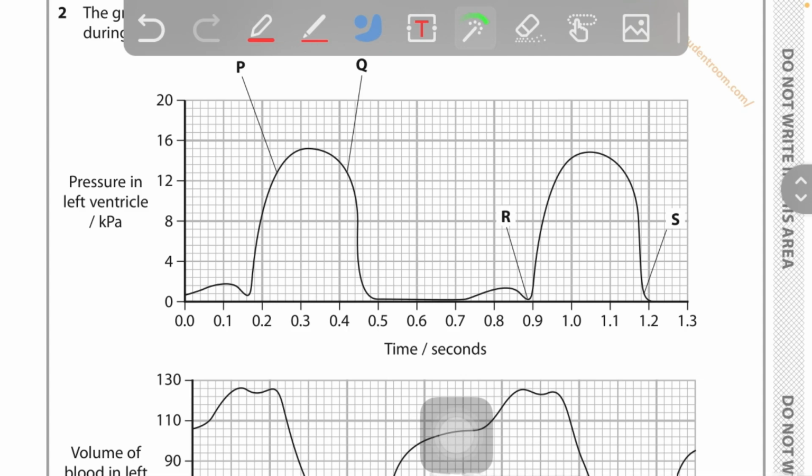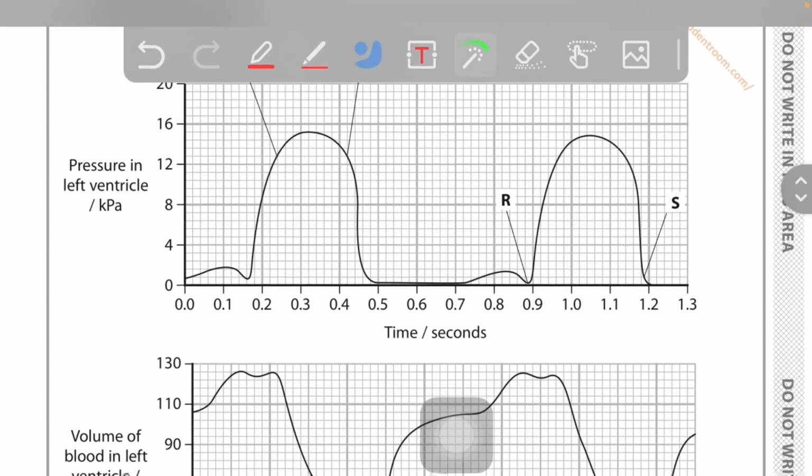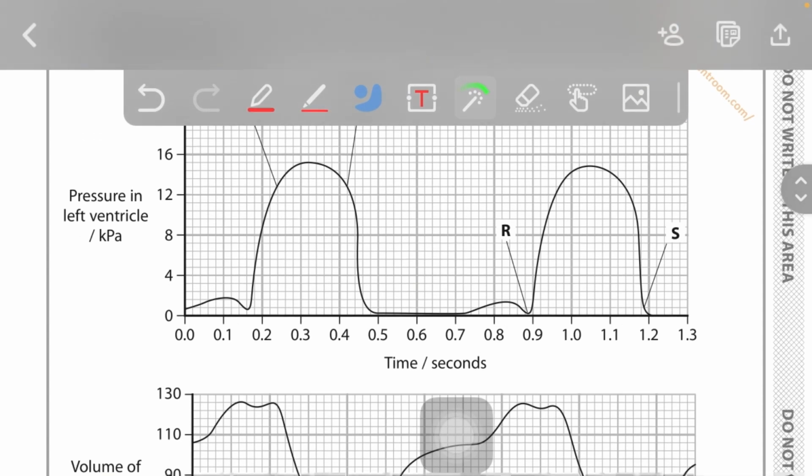Of course it is not P, because the valve closes before the ventricular systole and not during it. Also not Q, because the reason is the same. If the valve closes before the ventricular systole, not during it, then it can be R, right? Like before the ventricular systole, the valve was closed.